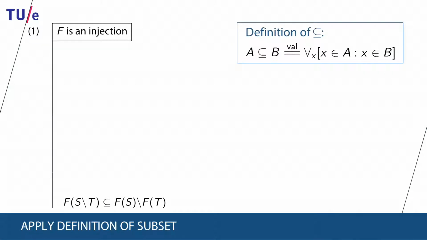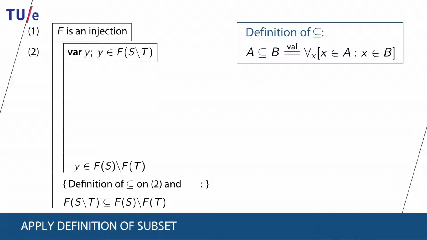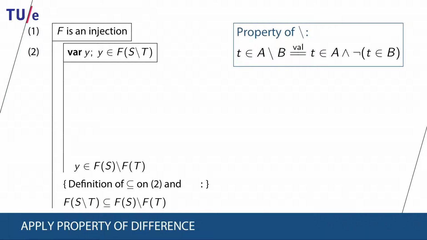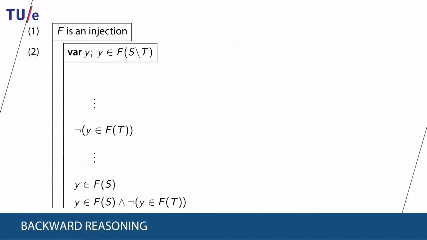So we start with an application of the definition of subset, which gives rise to the declaration of an arbitrary element y in the image under F of the difference of S and T, for which we need to establish that it is also in the difference of the image under F of S and the image under F of T. We proceed with an application of the property of difference, according to which it suffices to establish a conjunction. The conjunction is, as usual, proved by establishing the two conjuncts separately. It remains to prove that y is not in the image under F of T, and that it is in the image under F of S.